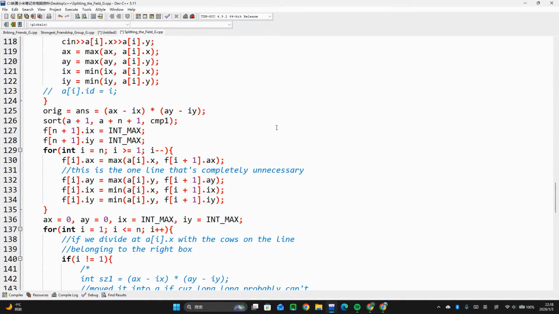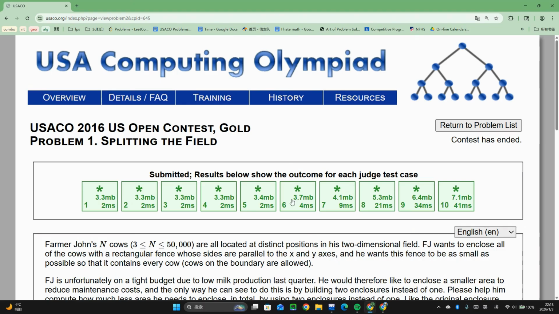It is a simple problem. We literally split the field. Anyway, so yeah, this is an okay problem. Some coding issues. I did have a typo, but other than that, it's good.